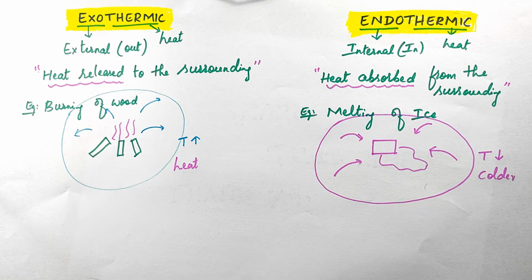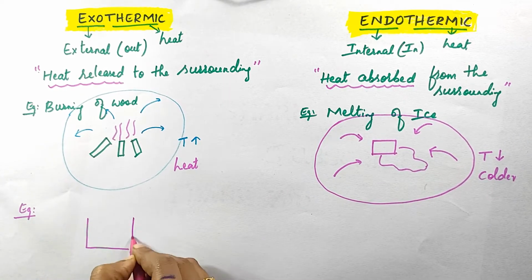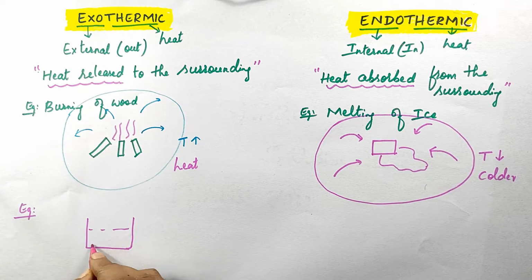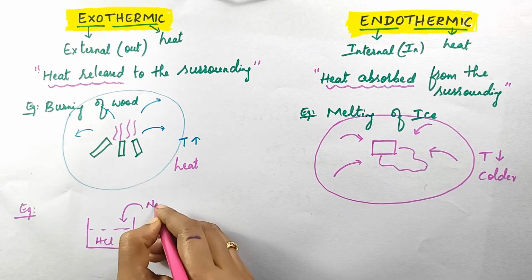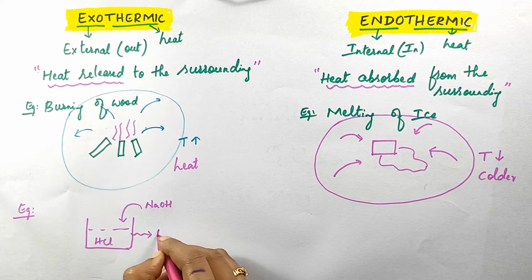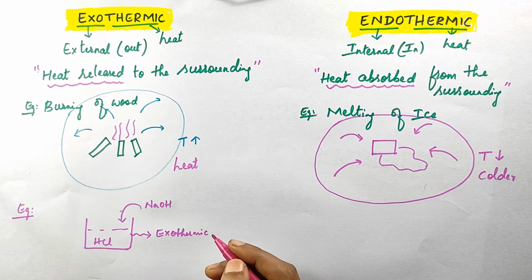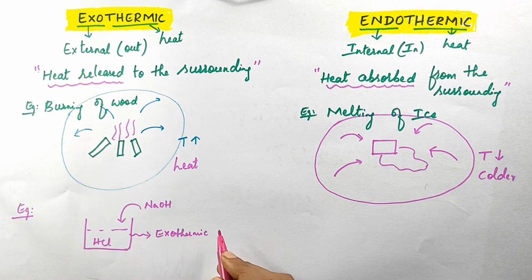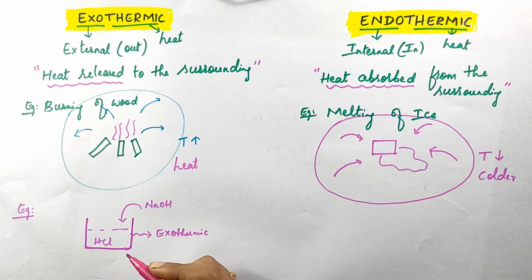Let us see some of the other examples which are used in chemistry labs. One more example: let us take a beaker with liquid HCl. On adding NaOH, the heat has been released. The heat released is called exothermic reaction. Here, heat has been generated and released to the surrounding. This is an example which can be carried out in the laboratory.